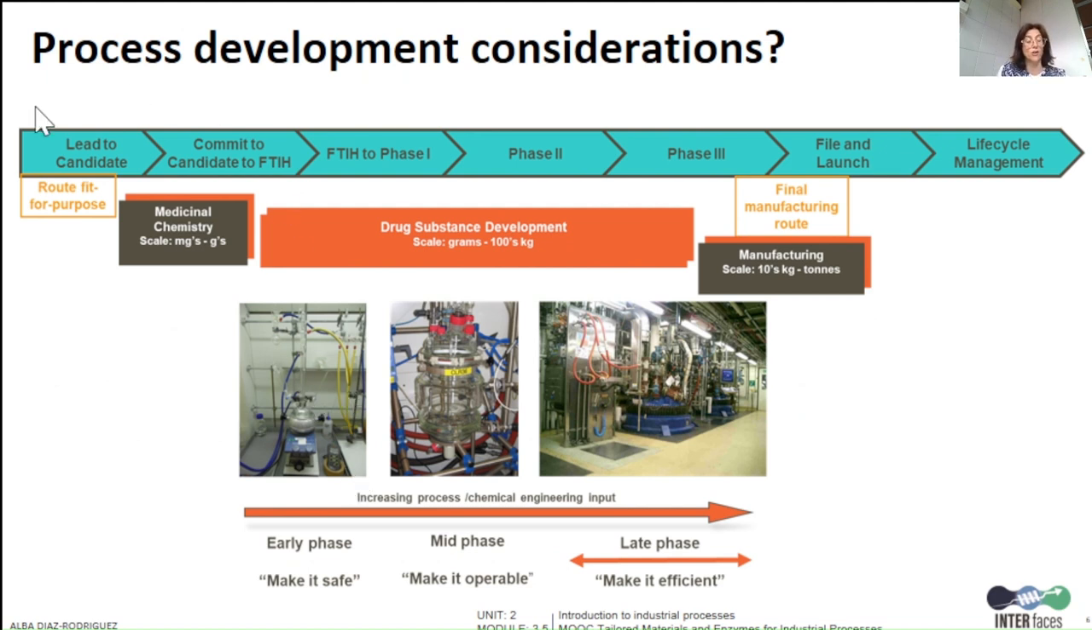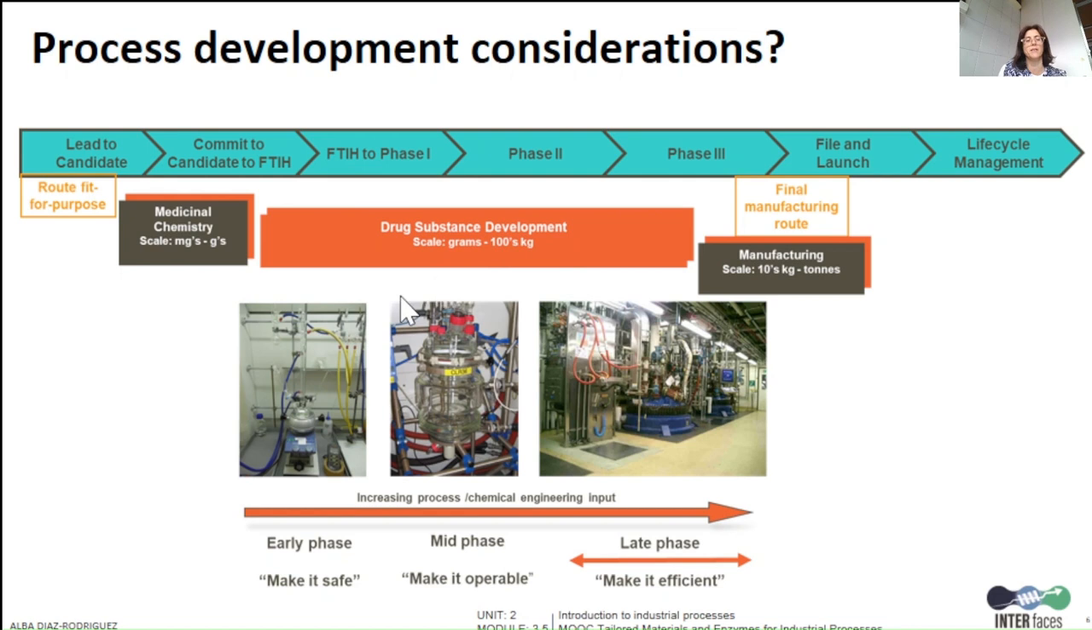Here are the considerations to take into account when we develop a chemical process, an industrial process. Here you can see the different stages of development from lead to candidate until the launching of the new medicine. At the beginning of the development work, we have a process or a route that is fit for purpose. At the end of this journey, we have a process that is ready for manufacturing. And it's in the middle when we do all the drug substance development work.